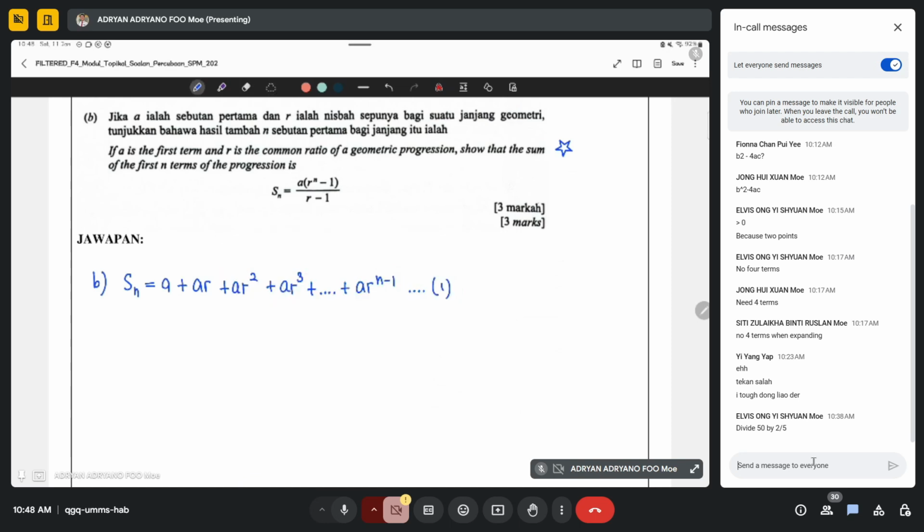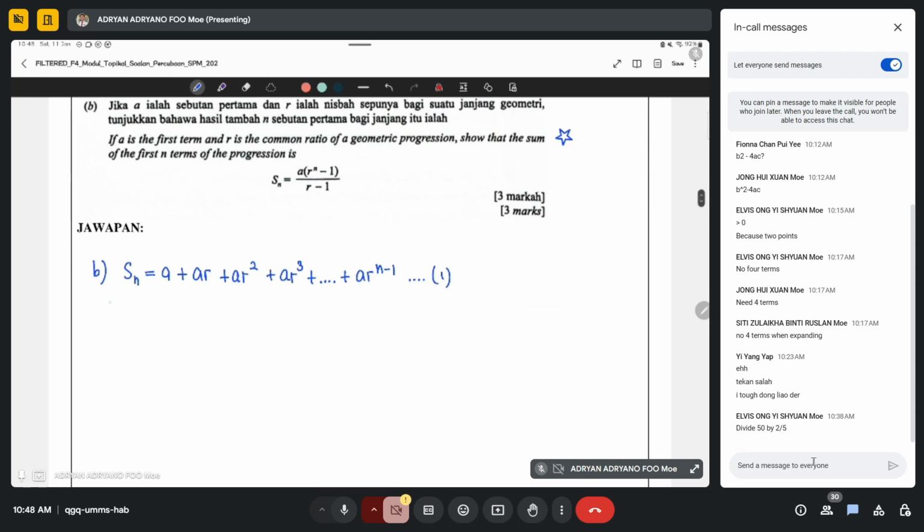So how do you get this? Actually, this concept is to find the ratio: take the second term divided by the first term and so on, or maybe say the nth term over the (n minus 1)th term. So you say AR over A, I get R; AR square over AR, I get R. So this is how you form a general geometric progression sequence.